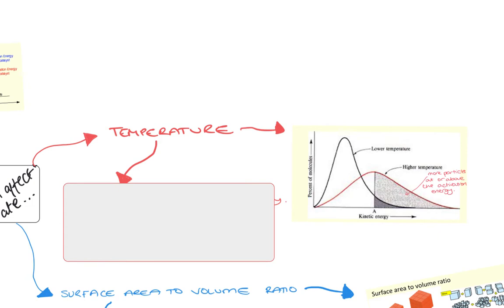So everything to the right of that point are particles, or proportion of particles, at or above the activation energy. Now, at a higher temperature, particles are moving more quickly. They're colliding more frequently and they're colliding with more energy. So what you see is a greater proportion of those particles are at or above the activation energy. And if a greater proportion are at or above the activation energy, then you're going to get a higher rate of reaction. What I would like you to do now is to pause this video and write an explanation of why increasing temperature increases your rate of reaction. When you come back, I will show you a model answer.